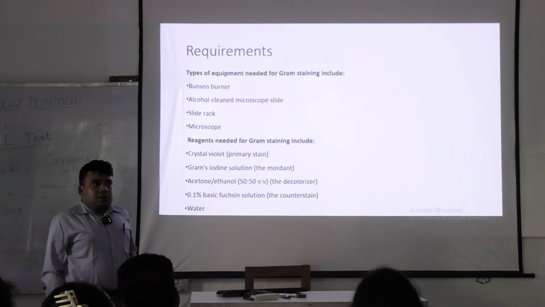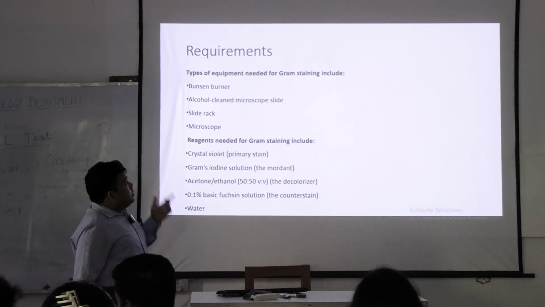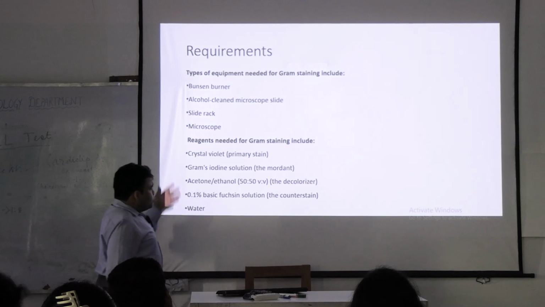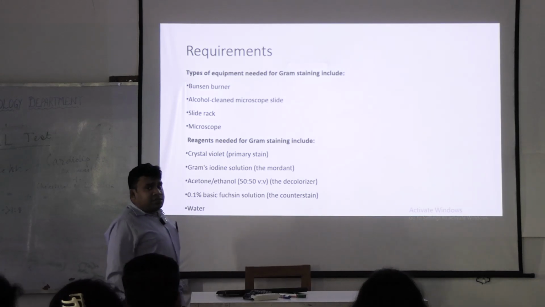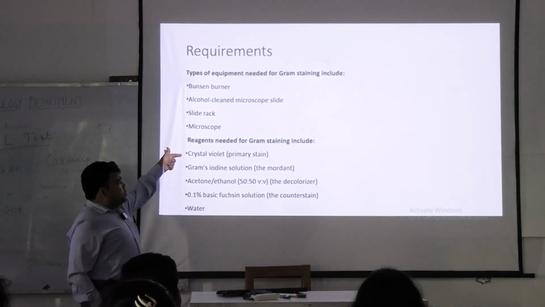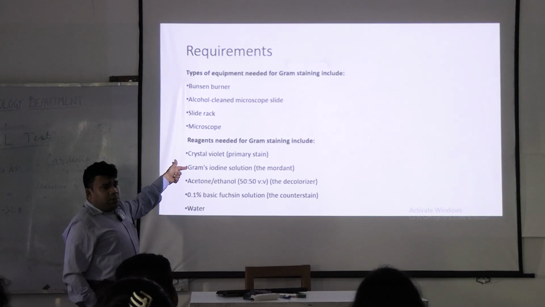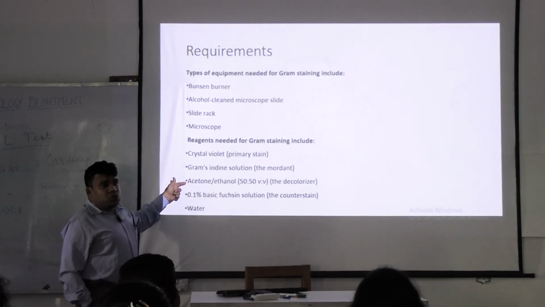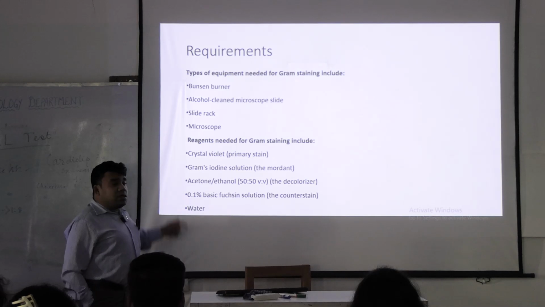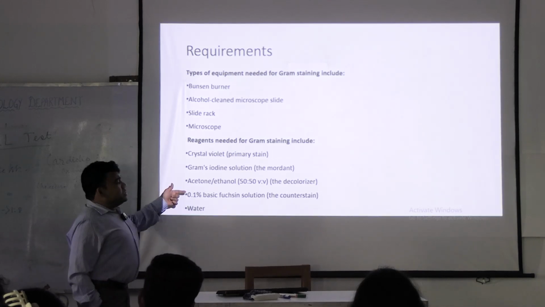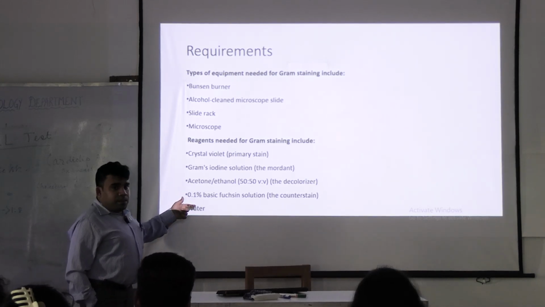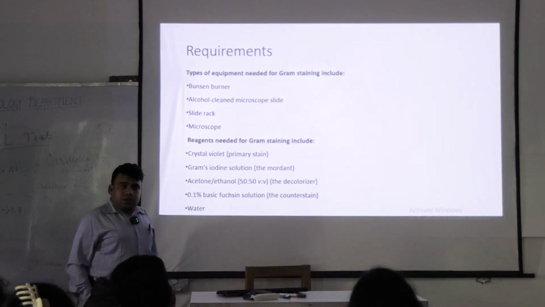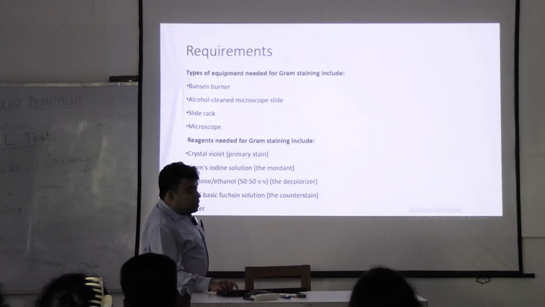We need a Bunsen burner, a slide rack, a microscope, and the staining stains. What are the stains? You need crystal violet, you need gram iodine, you need a decolorizer. It could be acetone or ethanol, and you need a counter stain, that is safranin over here. And finally, you need to wash it off. These are the things that you need.